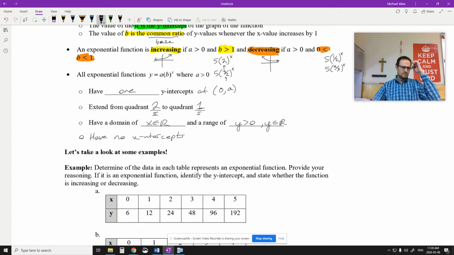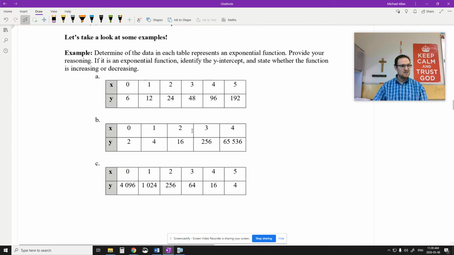Cool. Okay, so before we go on to regressions and solving these, it's nice to know: if I see a set of data like I see here, how do I know it's exponential? To know if it's exponential or not, first of all, you have to look at the x values. Are the x values increasing at a constant rate? You notice here it's plus 1, plus 1, plus 1, plus 1.